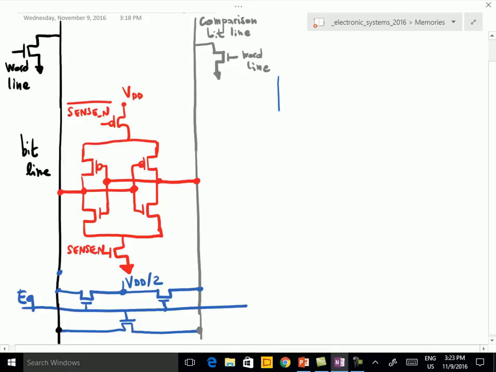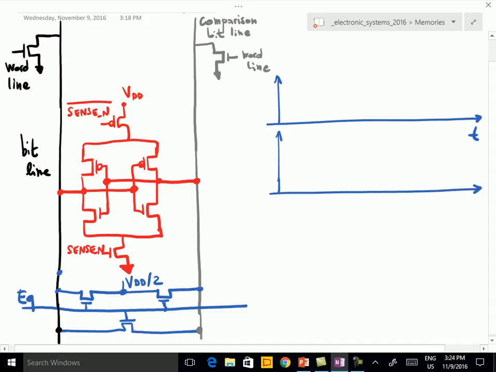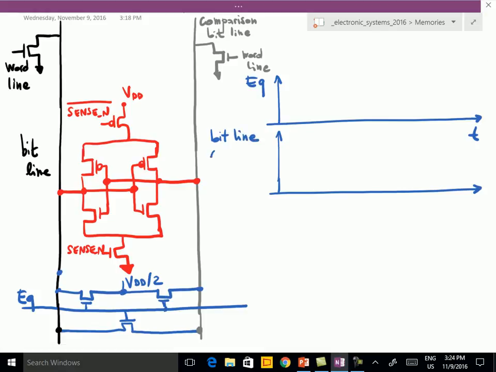Okay, so if you want to look at the timing, let me write here EQ. These are the bit lines, and the comparison bit line.